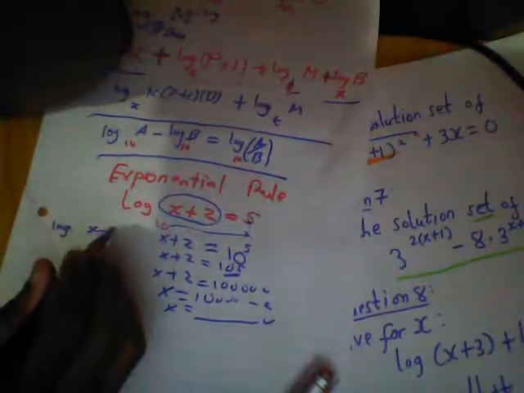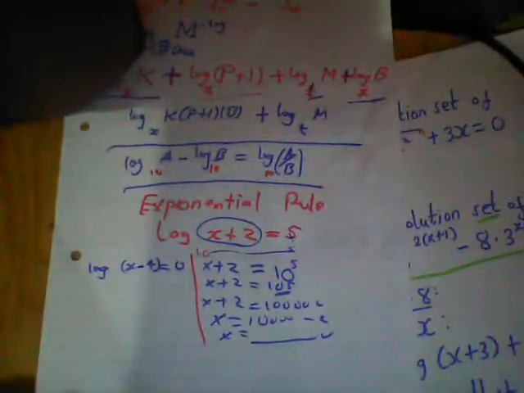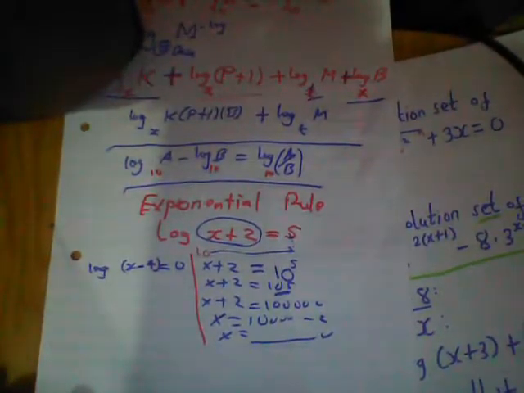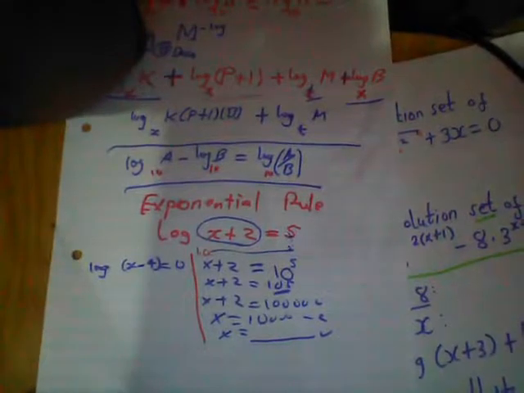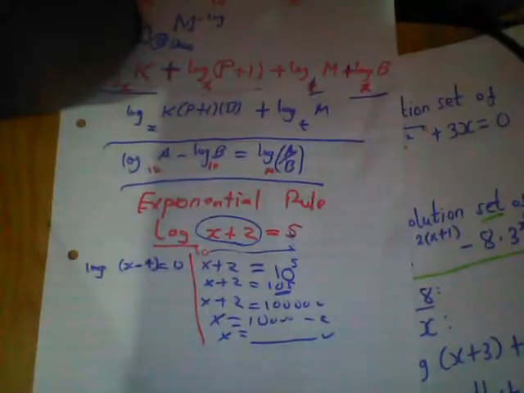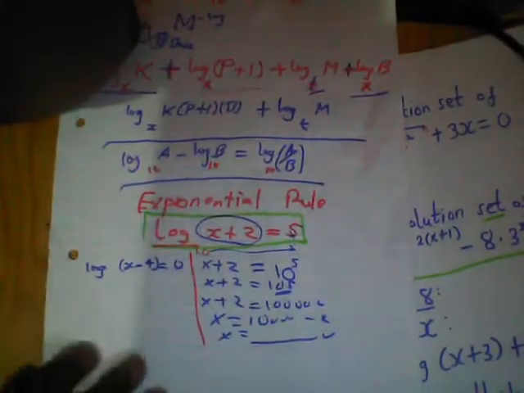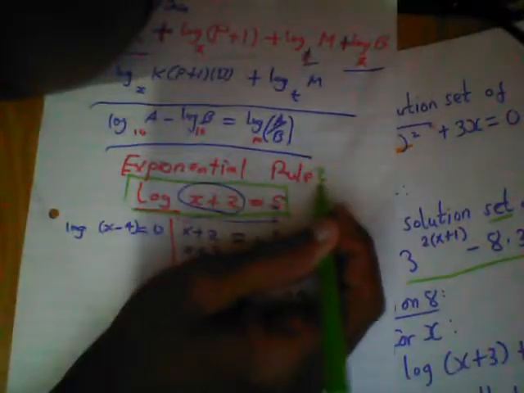Just one more example. For example, somebody gives log x minus 4, and they say equal to 0. Just solve. They're not going to tell you this is exponential. No, they just give a question, so it's up to you. So how do you know something is exponential? Most of the exponential questions only have a log on one side. When you have a log on one side is when you can apply the exponential rule.